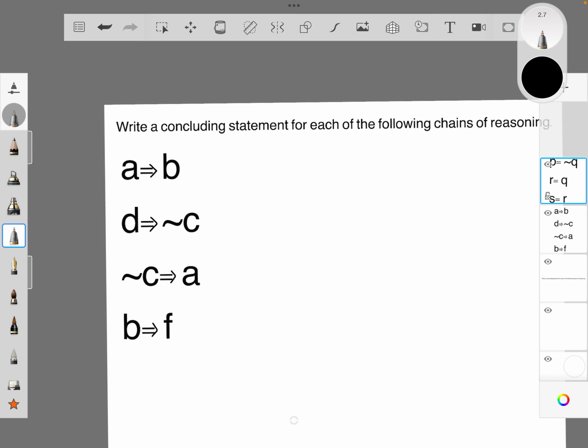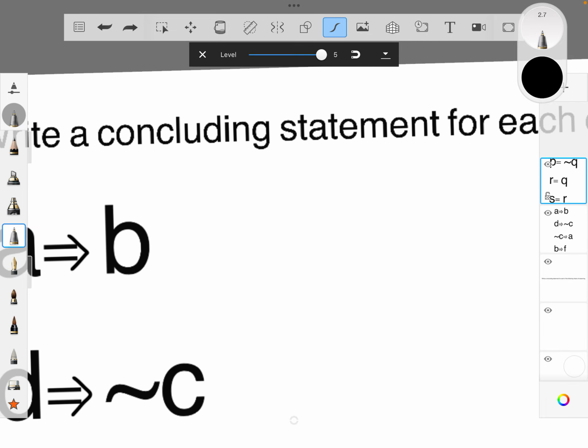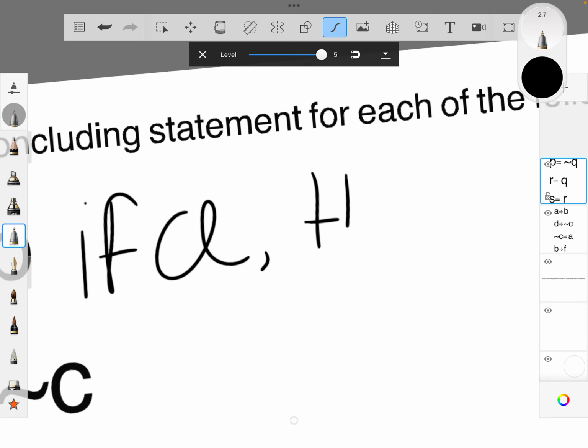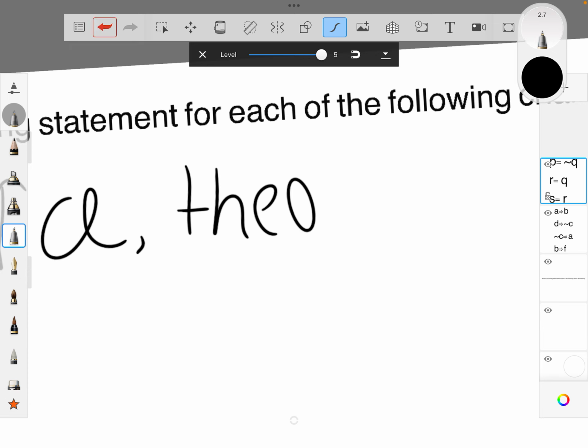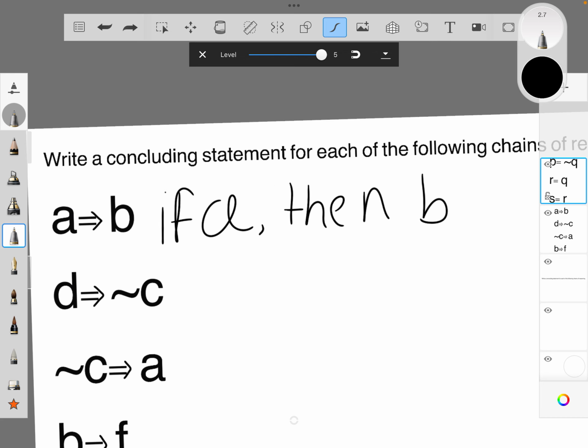These basically state if A then B. For example, the second line says if D then not C. So what that basically means is that it's saying if A, then B. This is your conclusion and this is your hypothesis. This whole entire thing is called a conditional statement.